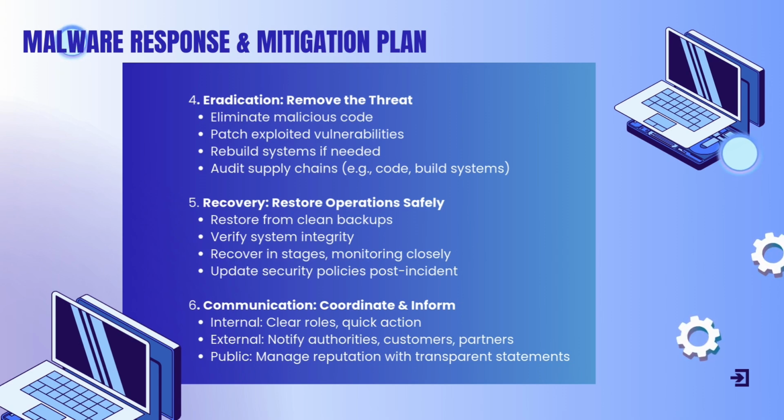Okay, the last step, step number 6, is communication, which is coordination and informing. Lastly, throughout this whole process, communication is key. Internally, everyone needs clear roles so we can act quickly without confusion. And externally, we have a responsibility to notify authorities, customers, and partners if their data was involved. And for the public, we manage our reputation by being transparent. If you try to hide a breach, it usually hurts the company more in the long run. Clear, honest statements are the best way to maintain trust.